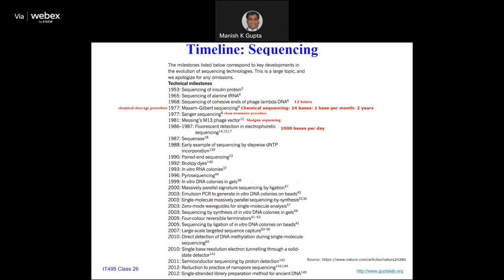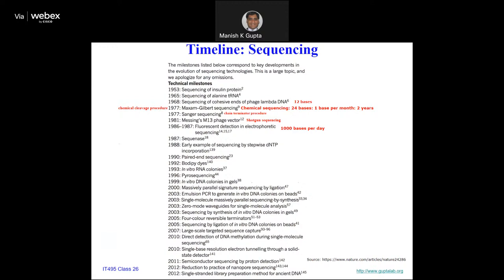Then there is a technique known as the chemical cleavage procedure, discovered by Maxam and Gilbert. So this is known as Maxam-Gilbert sequencing. It's a very important discovery. It is also known as chemical sequencing. Using the properties of chemistry, you would like to sequence or read. They were able to read 24 bases, one base per month.